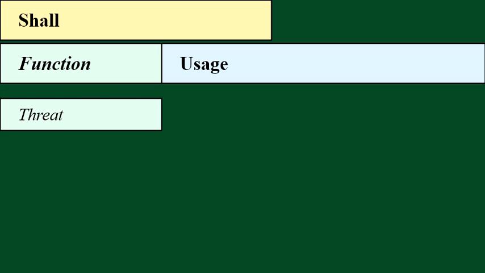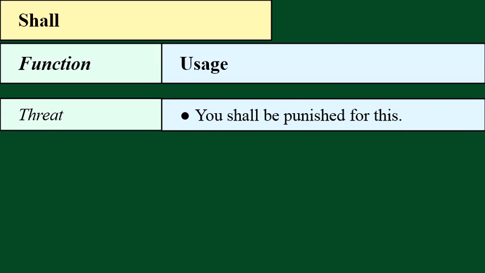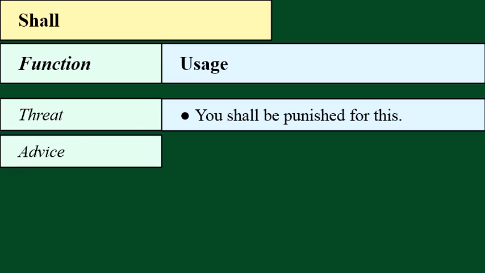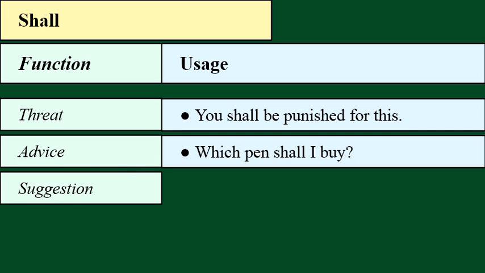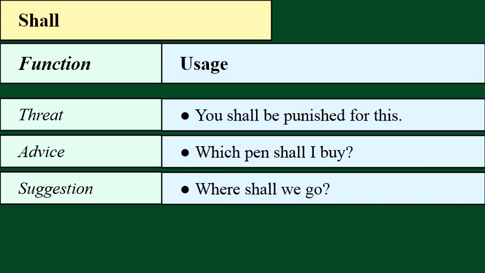It is used to indicate threat. The example is: You shall be punished for this. It is used to indicate advice. The example is: Which pen shall I buy? It is also used to indicate suggestion. The example is: Where shall we go?